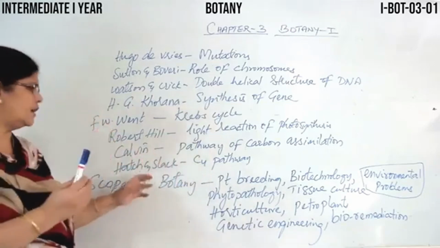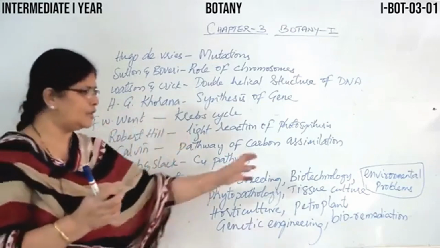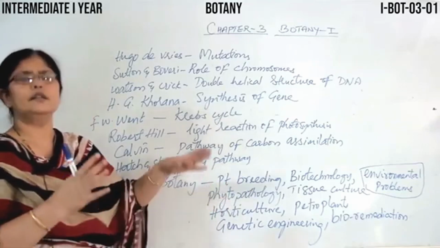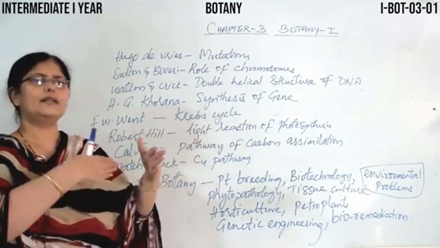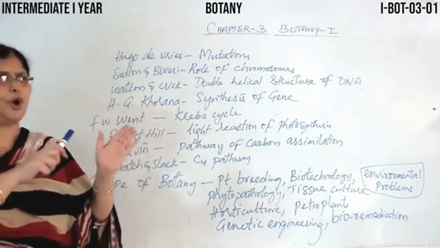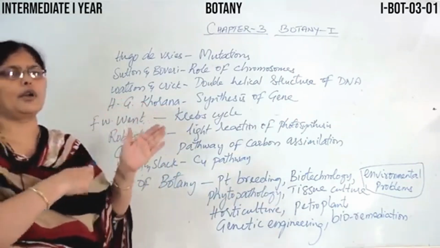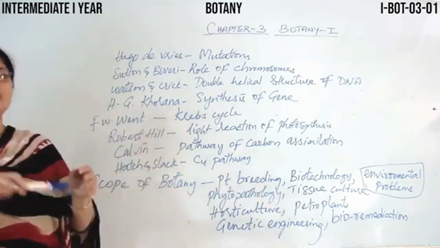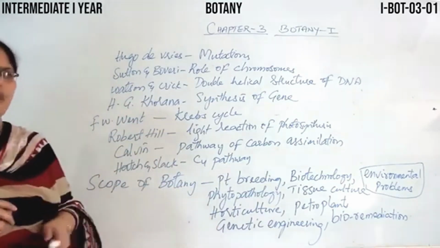So these are the very few elements of the scope of botany which I have written here. There are many more, which you will learn in the coming years. So in this chapter 3, we have learned the branches of botany as well as how the botany subject has originated, how it has developed, and what is the scope of botany. Okay.